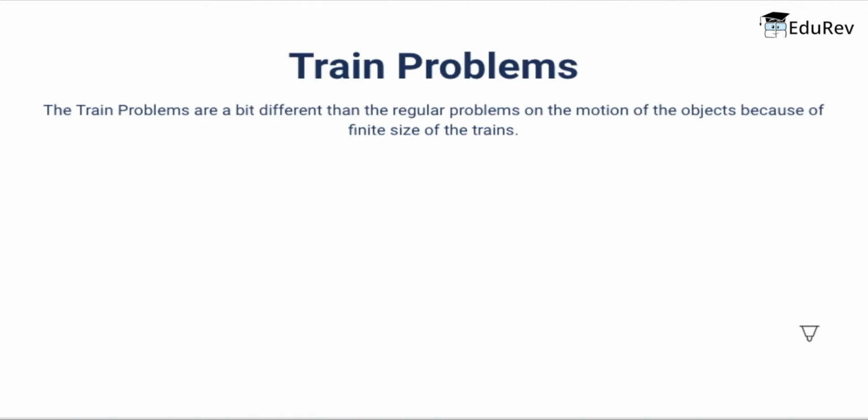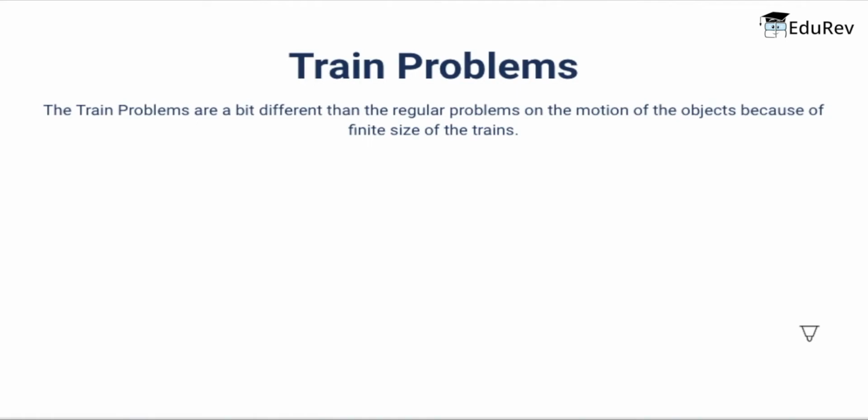Let's move forward and understand what are train problems. Now, the train problems form an interesting portion of the time speed problems. The train problems are a bit different than the regular problems on the motion of objects. This is due to the finite size of a train. As a result of the length of the trains, many interesting train problems originate. Due to the small size of the cars and other objects, we take them as point objects.